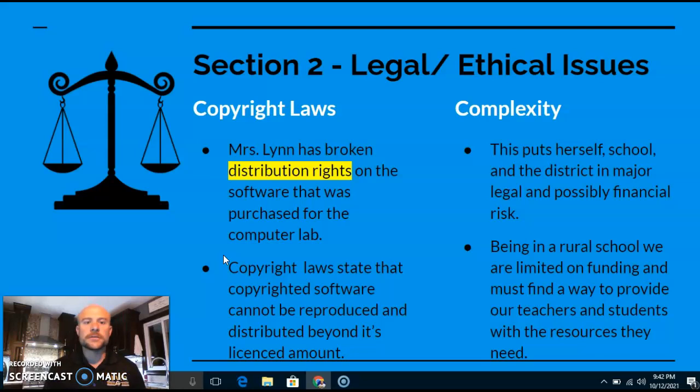Legal and ethical issues. Mrs. Lynn has broken distribution rights on software that was purchased for the computer lab. Copyright laws state that the copyrighted software cannot be reproduced and distributed beyond its license amount. Complexity of the situation: this puts herself, school, and the district in major legal and possible financial risk. Being in a rural school district, we're also limited in funding and must find a way to provide our teachers and students with the resources they need to succeed at a high level.